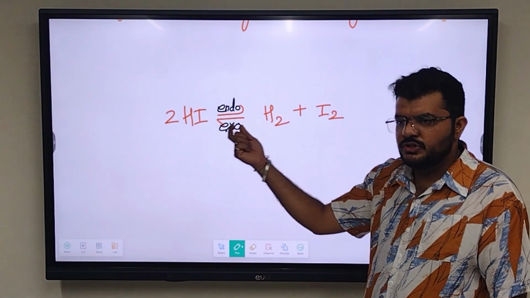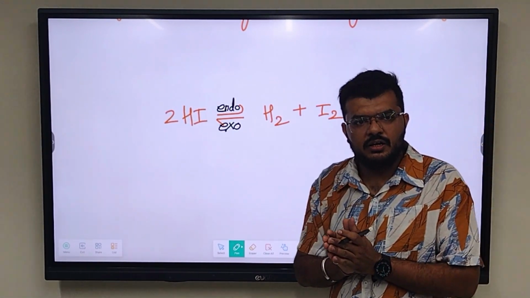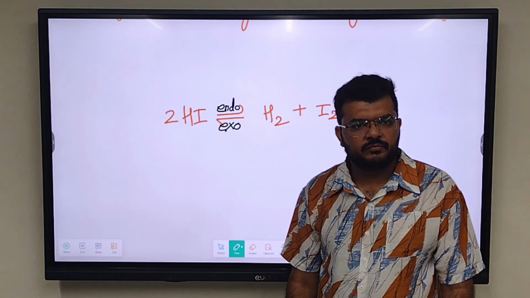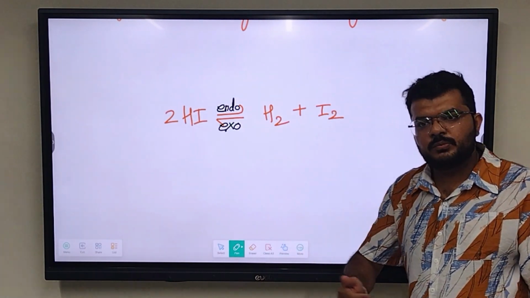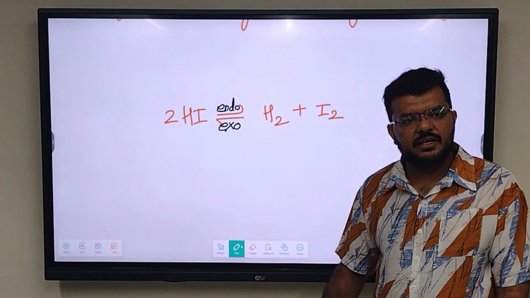It will start decomposing to hydrogen and iodine. Starting में क्या होगा? Very rapidly hydrogen and iodine will be made, right? कब तक hydrogen and iodine will keep on? कब तक बनता रहेगा ये?